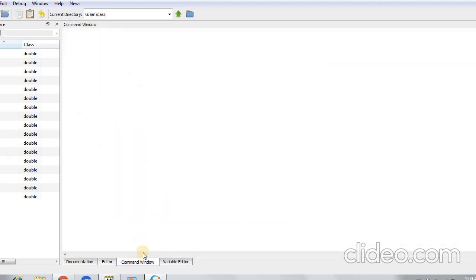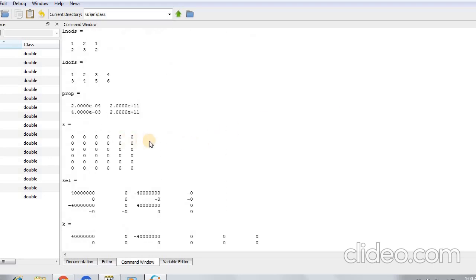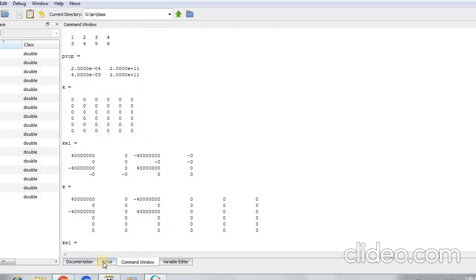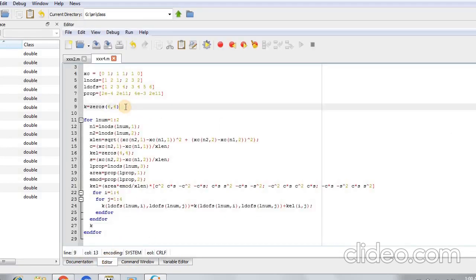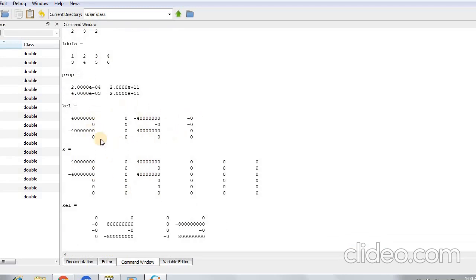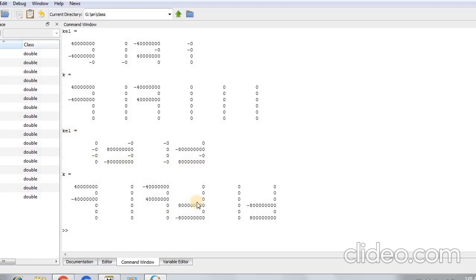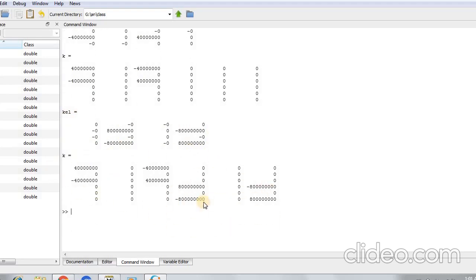Okay, so command window. It is on here. So first, okay, we have forgotten to give a semicolon here. So it has come, run, save file and run. So command window. Here is the element stiffness matrix for element 1, and it has put the element stiffness matrix in the system stiffness matrix. Then the second element, this is the stiffness matrix of the second element, and it has put it here. So this is the assembled system stiffness matrix.